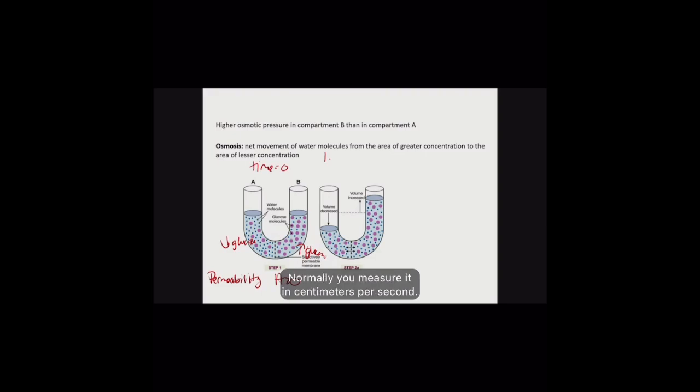So the permeability for water, let's say I'm going to give it a relative number. Normally you measure it in centimeters per second. So how many centimeters are covered per unit of time, okay? But I'm going to give it in relative terms. So let's say I tell you that the permeability of water is 1,000. It's a relative term to the permeability of glucose, which I'm going to give as 1.